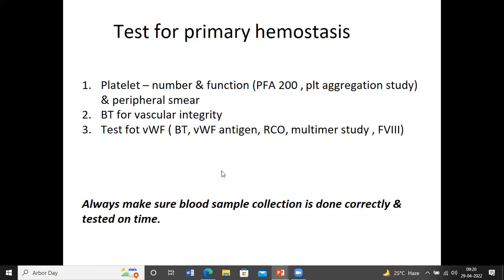And we also always have to make sure that the blood sample collection is done in a correct manner and is tested within the correct and the stipulated time. Otherwise, we are not going to get the correct report.